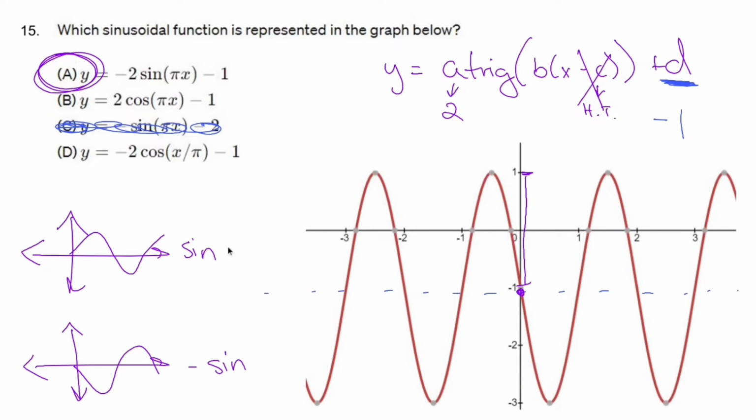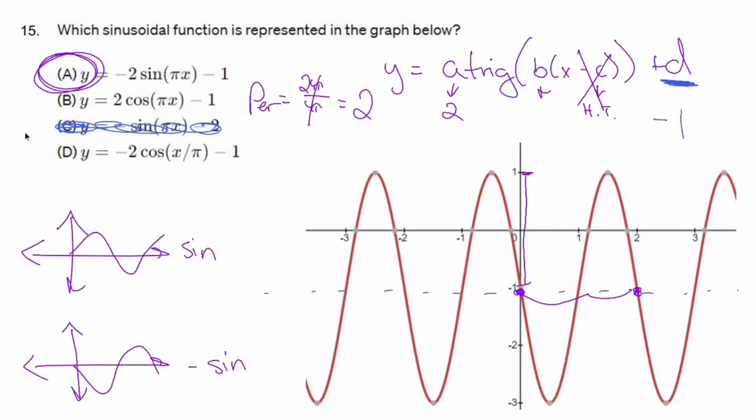Now let me make sure that I'm good and make sure that the frequency is pi. Now B stands for the frequency. If you have the frequency of pi, the period is going to be 2 pi over the frequency. So in this case, my period is 2. So if I were to look at an obvious spot like here and go 2 spaces later, it looks like the period is 2.